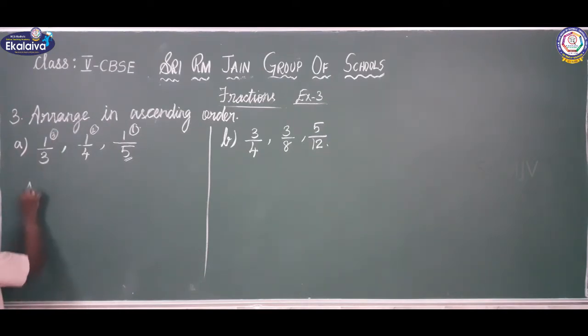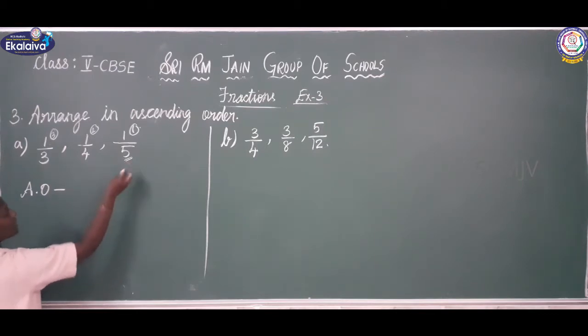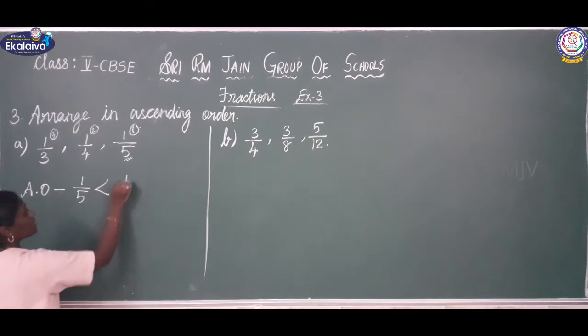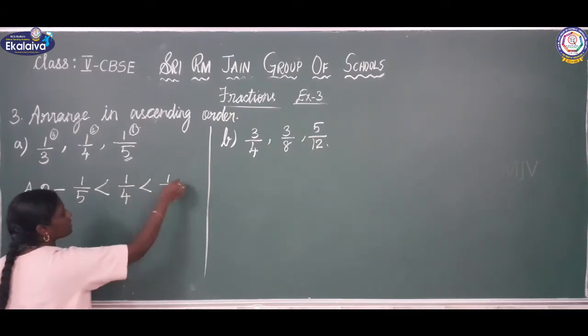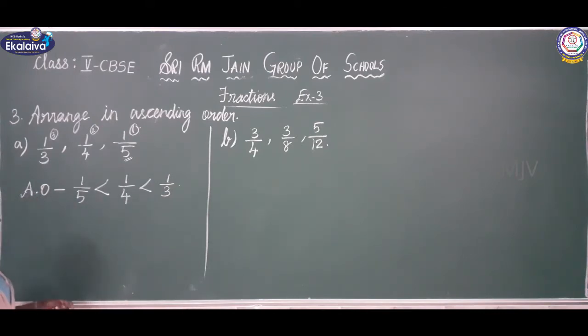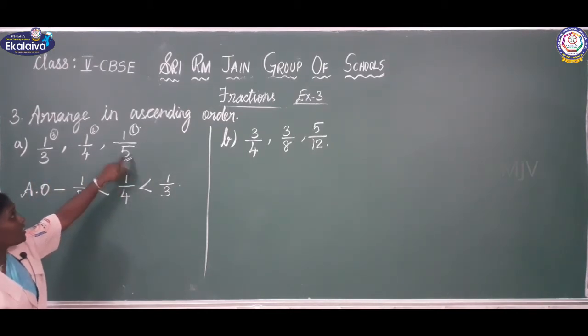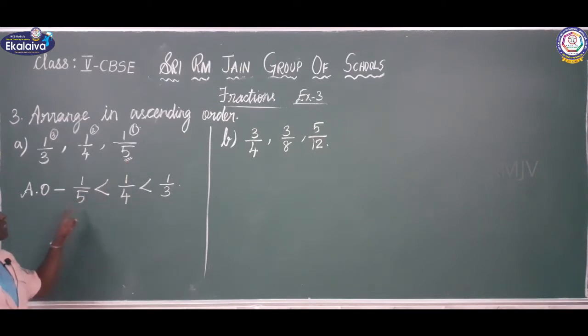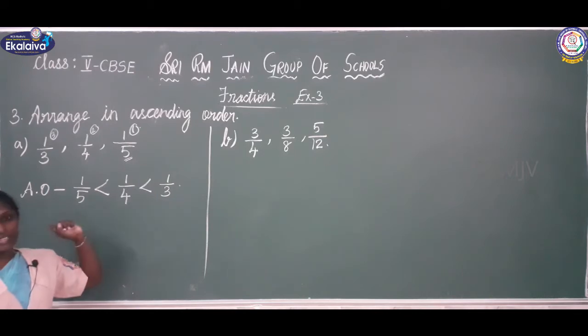Now we are going to arrange the fractions in ascending order. In ascending order, the first, smallest one is 1 by 5. Then the second one is 1 by 4 and then 1 by 3 is the greater fraction. Is it clear? If the numerators are the same, we have to check the denominators. The fraction with the greater denominator is smaller. The fraction with the smaller denominator is greater.